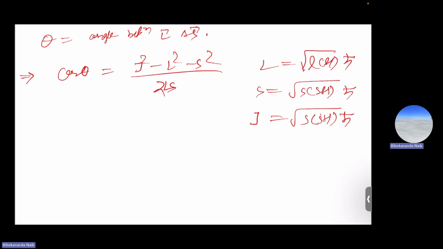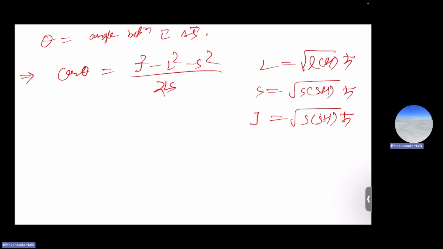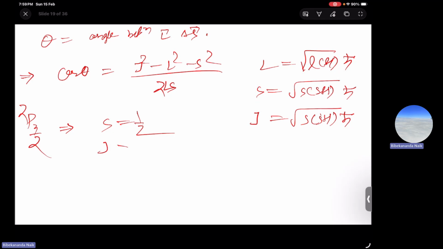So in this case, what is the value of L, J? In 2P 3 by 2, 2S plus 1 is 2, so S is half, J is 3 by 2, and L we know for P is 1. So by putting these three values, we can calculate. So what will be the value of cos theta?